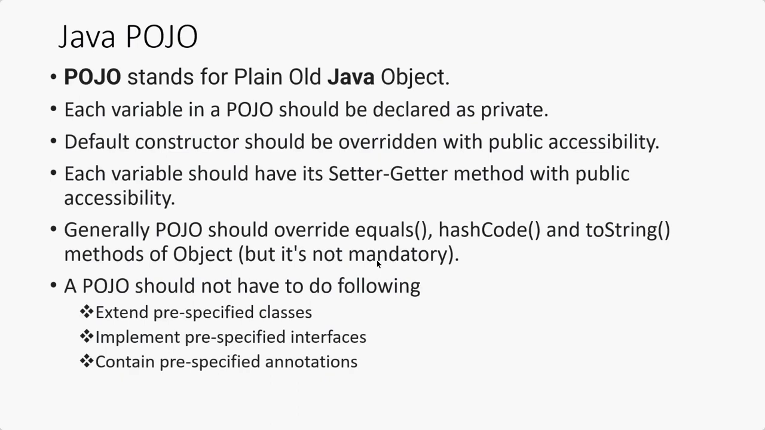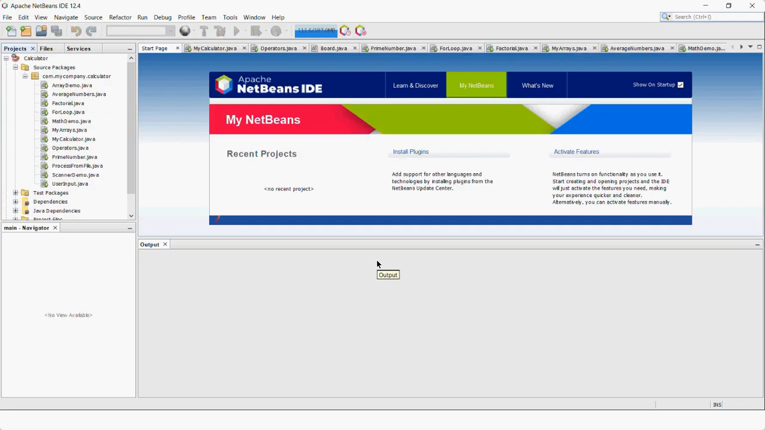So let us write a POJO now. As usual, we are writing all the programs using NetBeans. Open a NetBeans IDE. IDE stands for Integrated Development Environment. This is the tool we are using to write our Java programs, Java applications.